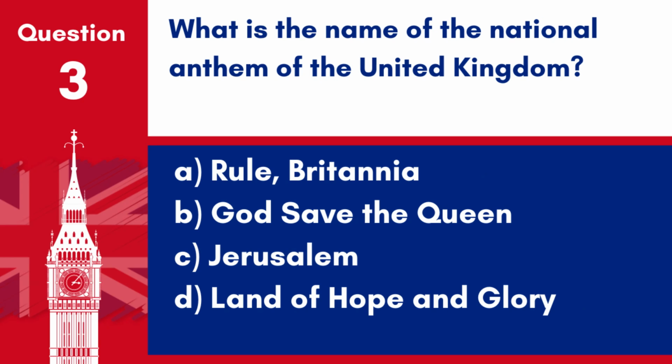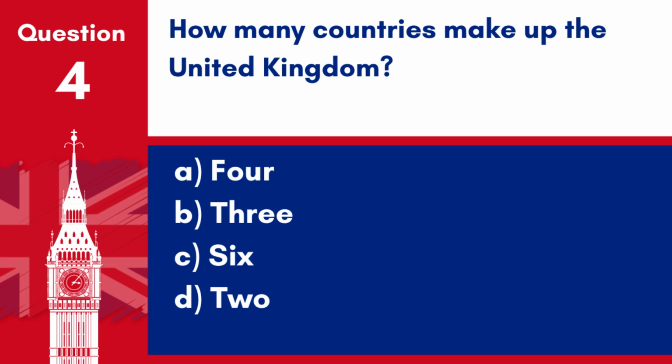Question 3. What is the name of the national anthem of the United Kingdom? A. Rule Britannia. B. God Save the Queen. C. Jerusalem. D. The Land of Hope and Glory. Answer: B. God Save the Queen. God Save the Queen is the national anthem of the United Kingdom, played at official events involving the royal family and other state occasions.